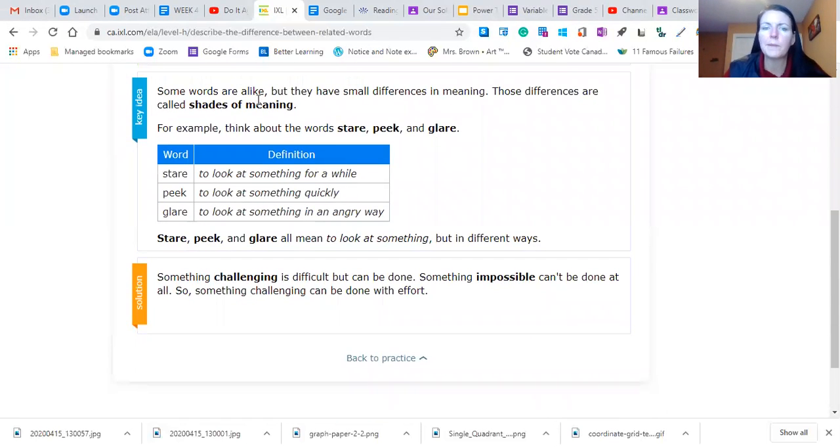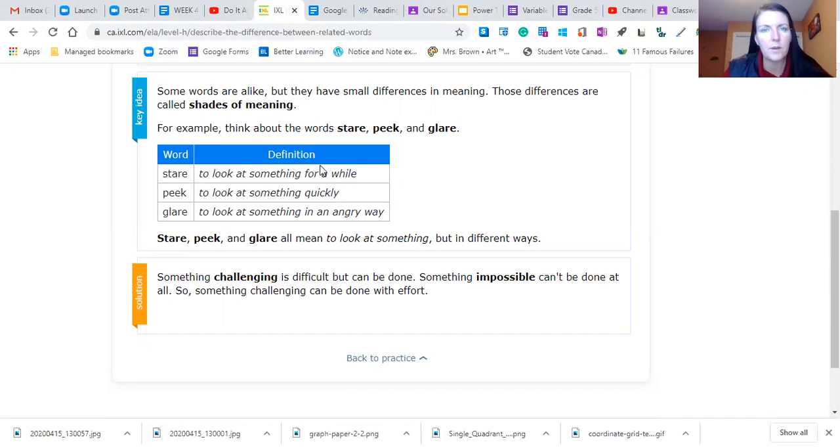Some words are alike, but they have small differences in meaning. Those differences are called shades of meaning. For example, think about the words stare, peek, and glare, right? All of them have a type of a meaning. Let's look at them. Stare. That means to look at something for a while, right? You've been staring at it, you're trying to figure it out.